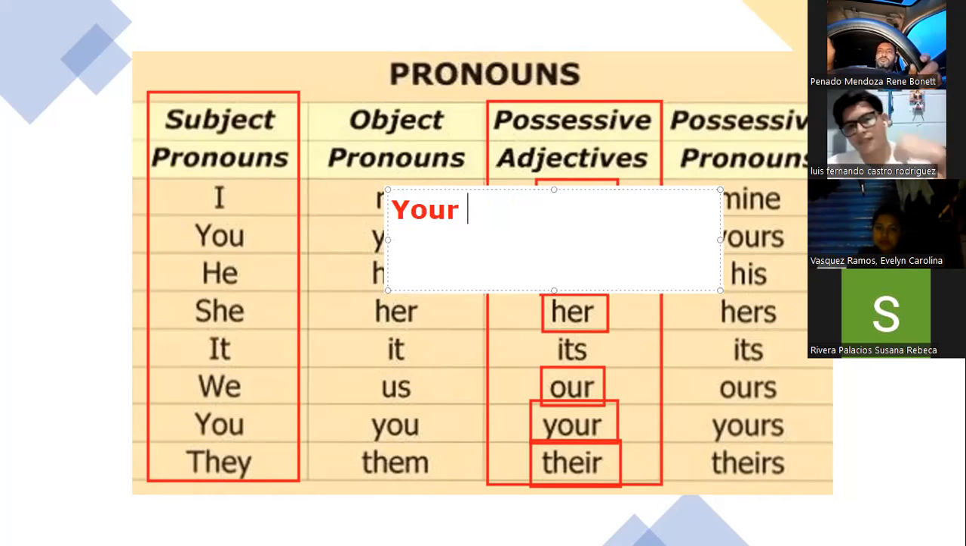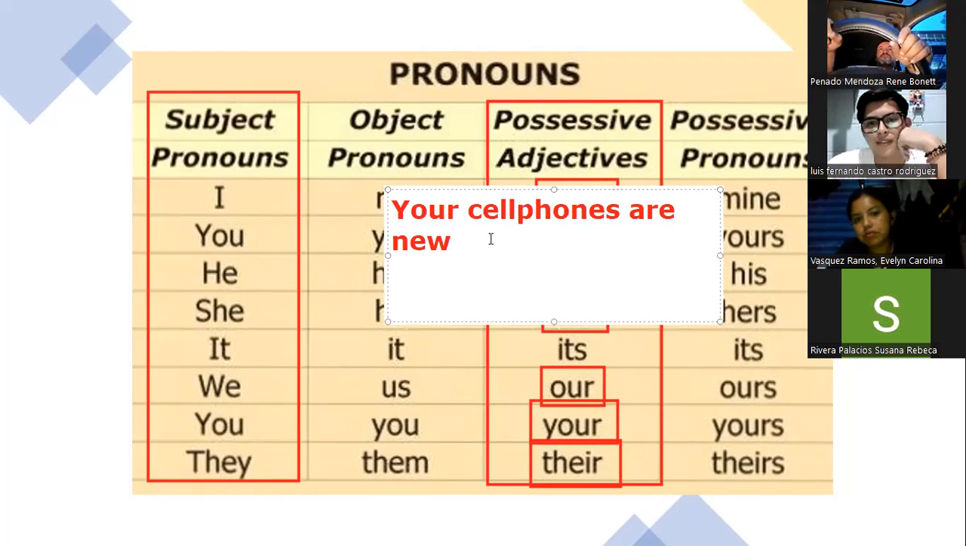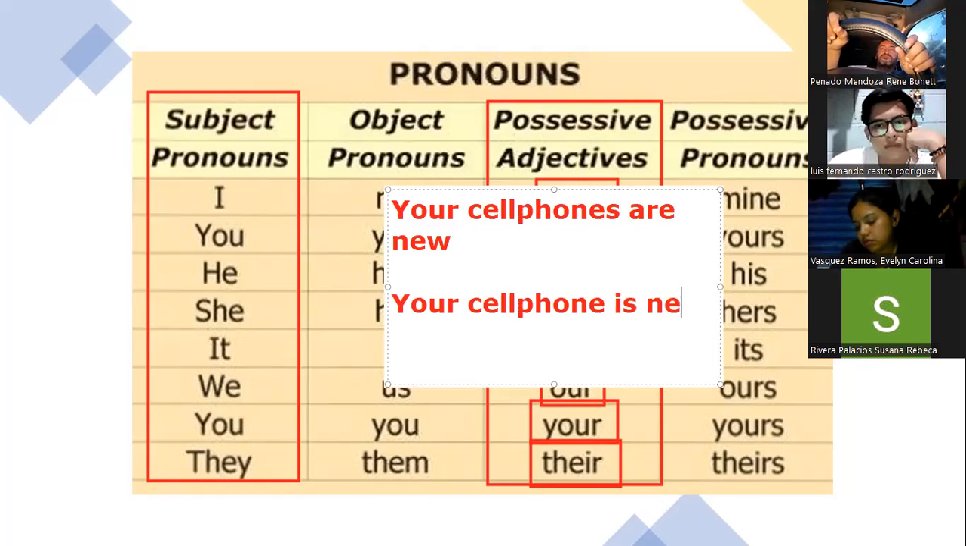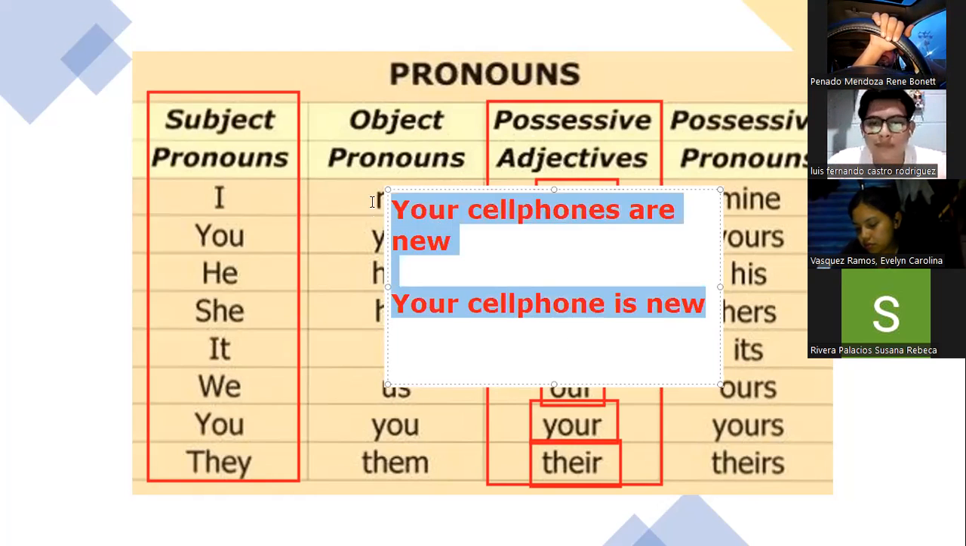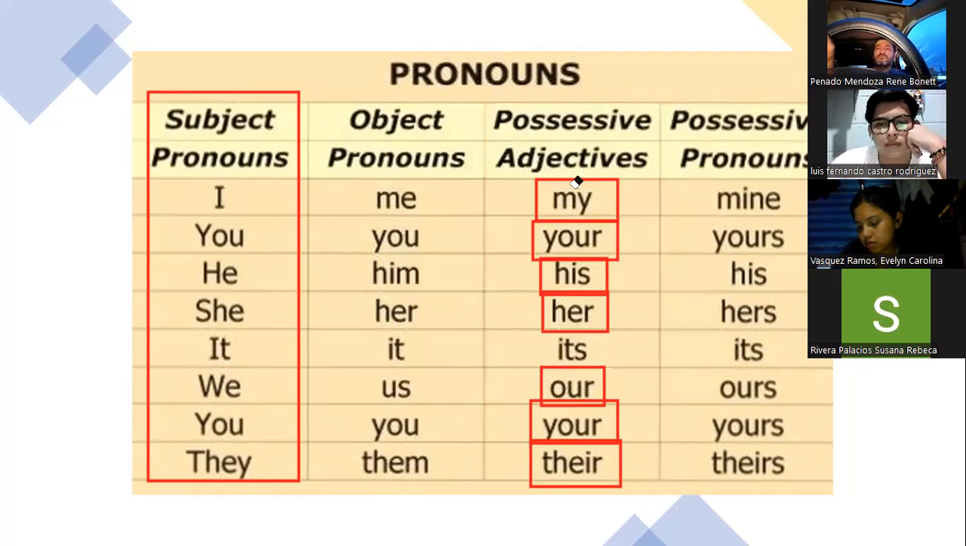Okay, give me your example. Your cell phone is new. Cell phones are new. Okay, your cell phones are new, porque es plural. El otro podría ser singular. Your cell phone is new. I see. All right. Okay. Thank you. Very good. Good job. Let's continue with the next.